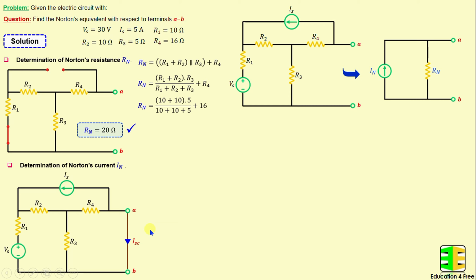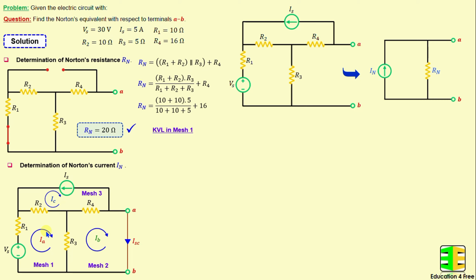It's evident that there are 3 meshes. This is mesh number 1, and this is mesh number 2, and this is mesh number 3. And I will consider IA is the current in mesh 1, IB is the current in mesh 2, and IC is the current in mesh 3.